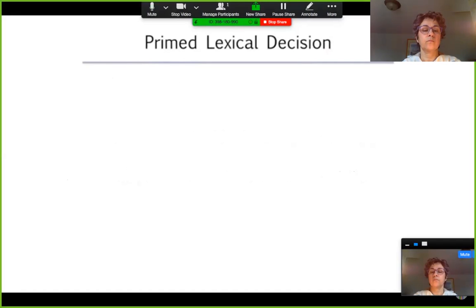A primed lexical decision task works like this. First, a word appears on the screen for a very short length of time. That word is called the prime. The prime disappears, and then a second word appears on the screen. This word is the target, and the participant makes a lexical decision about the target.